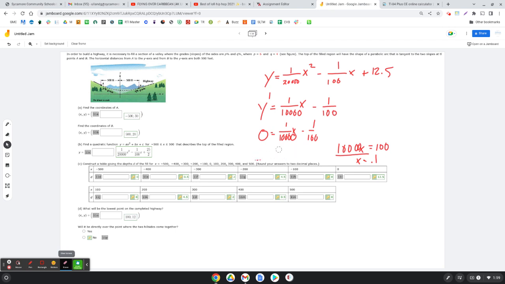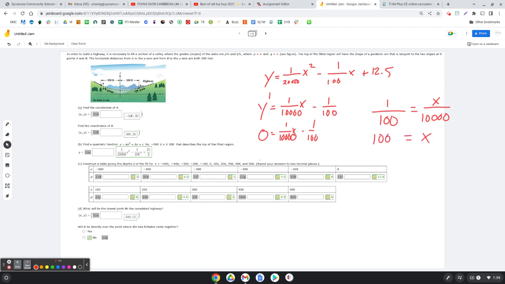Okay, so y prime is 1 over 10,000 x. I think you do 1 over 100 equals 1 over 10,000 x. Oh, the x is not on the bottom. That's what it is. I got it. So here we go. You get 1 over 100 equals x over 10,000. So you multiply both sides by 10,000, and you get x equals 100.